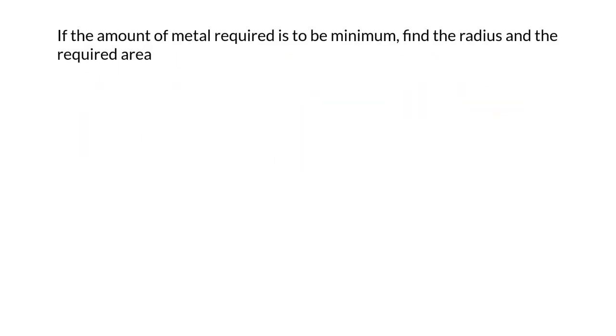Next part of the question then, if the amount of metal required is to be a minimum, find the radius and then the required area. So this is our key word here, minimum. Could be maximum as well as minimum in this case. So we're looking at the area. I'm just going to write it as pi r squared plus 6,000 r to the minus 1, bringing that r up to the top. So when I differentiate, okay, so you see minimum, that should be your clue to differentiate.